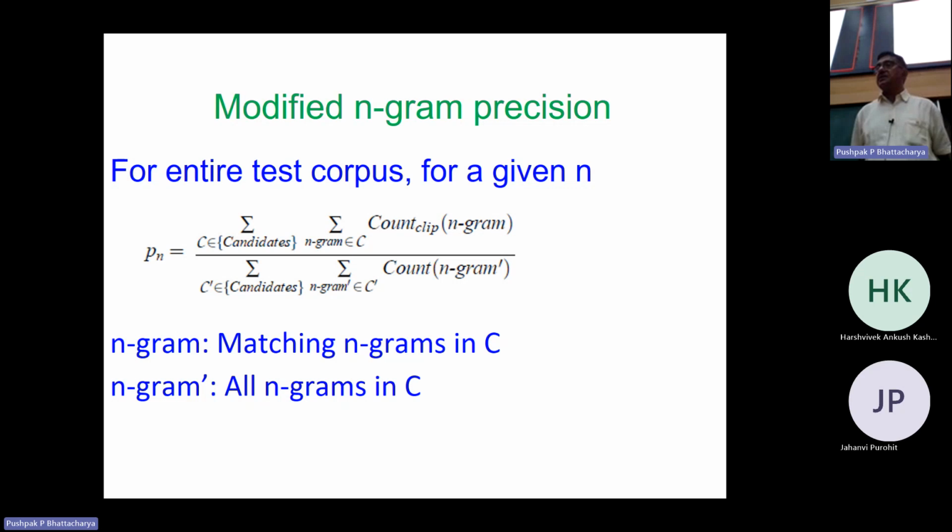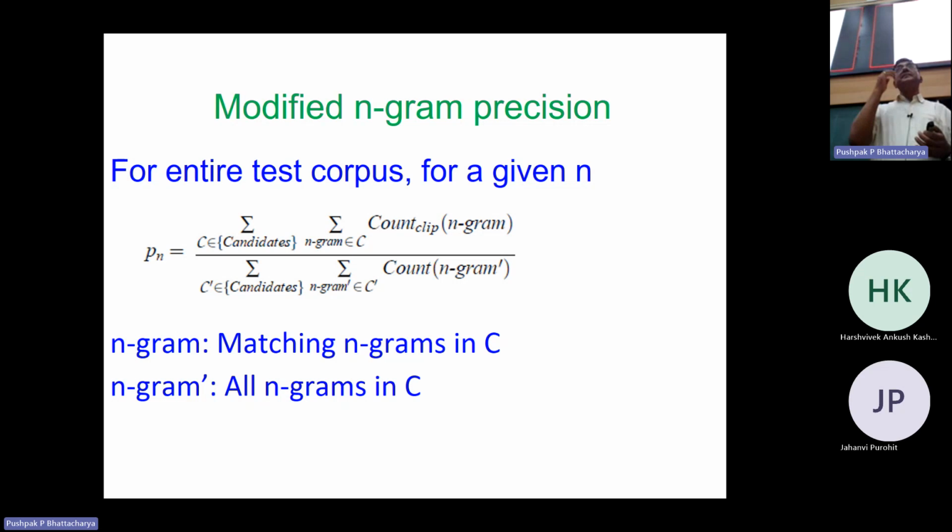Let me repeat this point. Let's note this: the denominator of the formula is the number of n-grams in the candidate translation, not in the reference. If you take it in the reference translation, then the formula becomes a different formula. It's called ROUGE score. So the number of n-grams in the candidate translation is the denominator. And in the numerator, you have the number of n-grams which find a match in the reference translation after clipping.